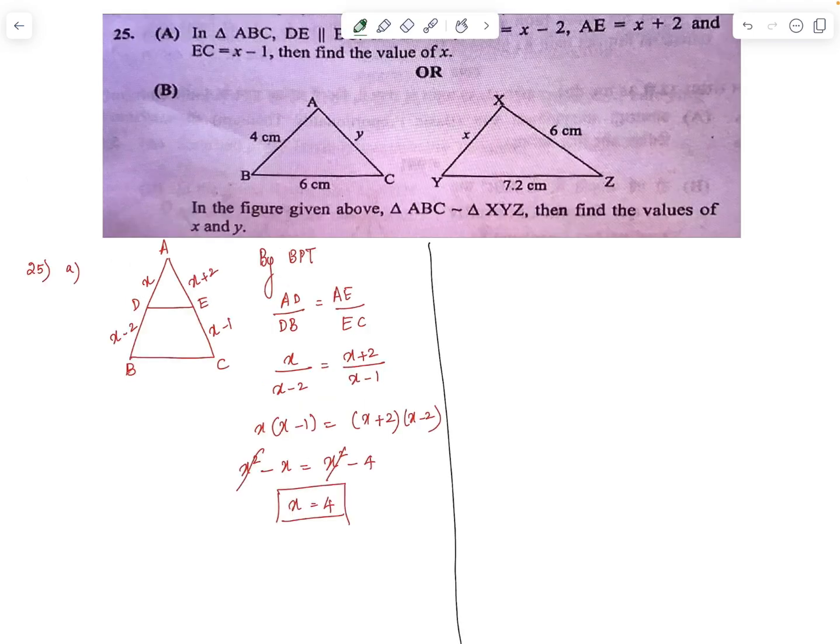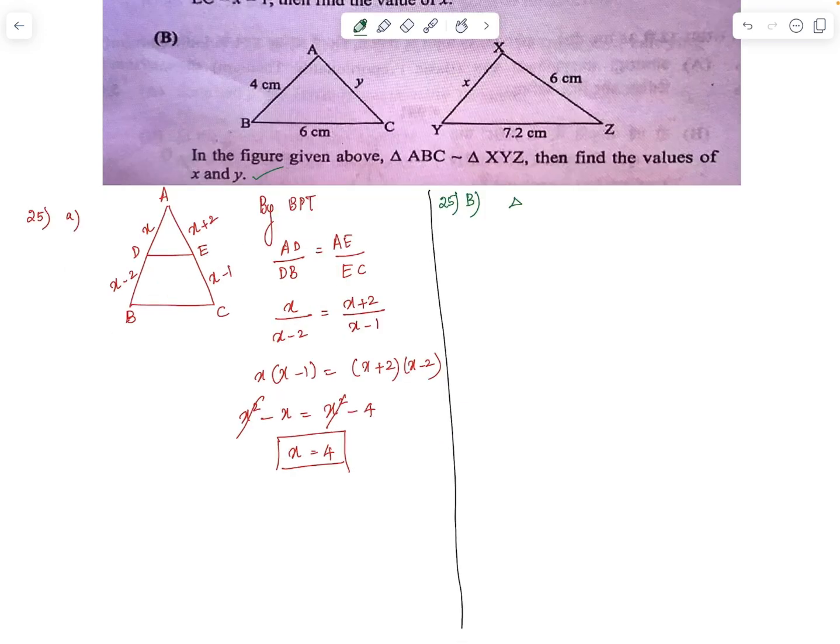Question 25b says, in the figure given above, triangle ABC is similar to triangle XYZ. Then find the values of x and y. Since triangle ABC is similar to triangle XYZ, the ratio of the corresponding sides are proportional. So AB upon XY is equal to BC upon YZ, which is equal to AC upon XZ.